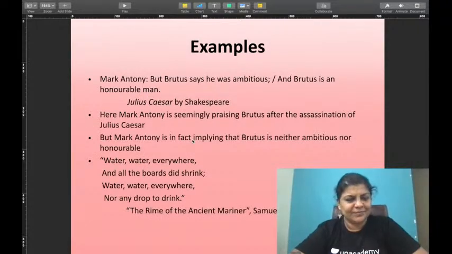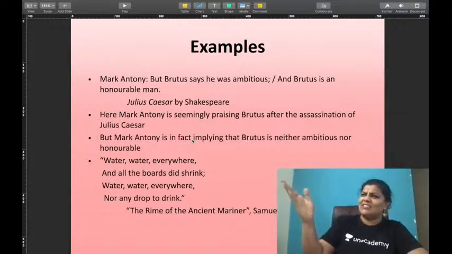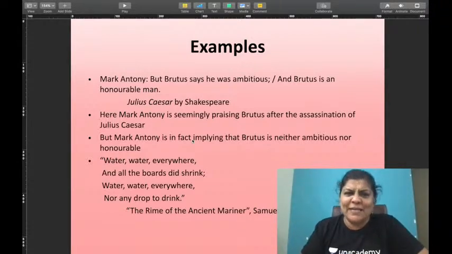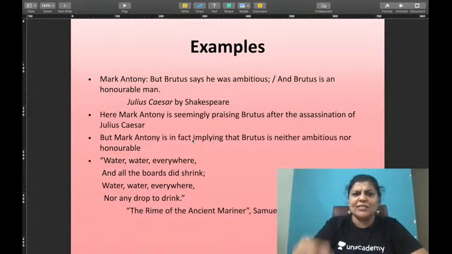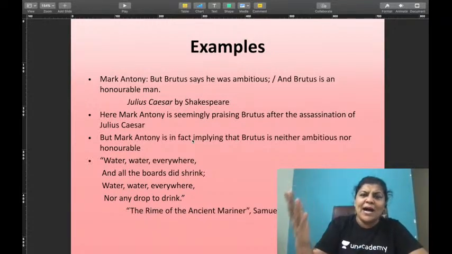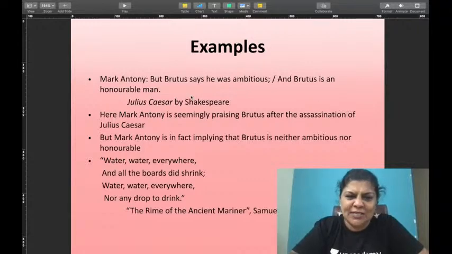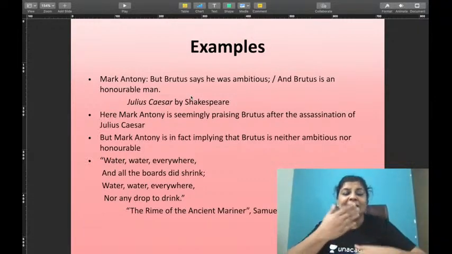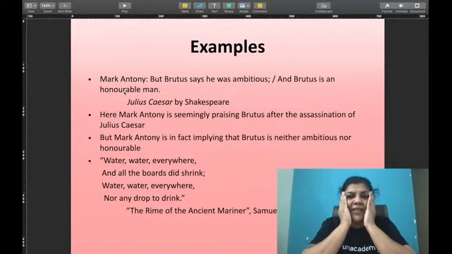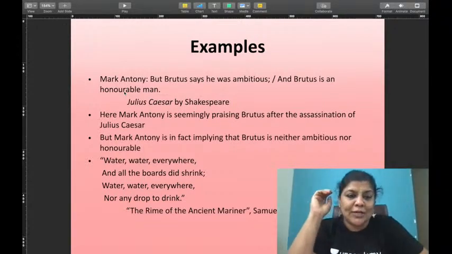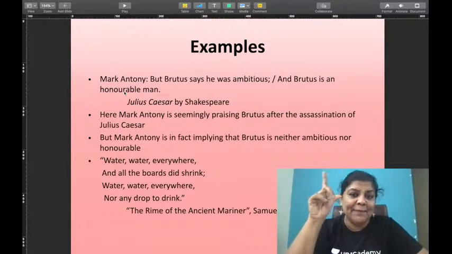Mark Antony says, friends, Romans, countrymen, lend me your ears. Brutus says that Julius Caesar was ambitious. You offered Julius Caesar the crown thrice in the capital and he refused it. Julius Caesar never amassed wealth. He worked for the people. But Brutus says he was ambitious and Brutus is an honorable man. Every time he repeats this line, we understand the opposite meaning. We understand that Brutus is not an honorable man. By praising, ironically, Antony is condemning Brutus.